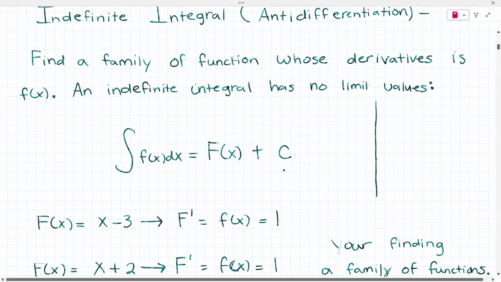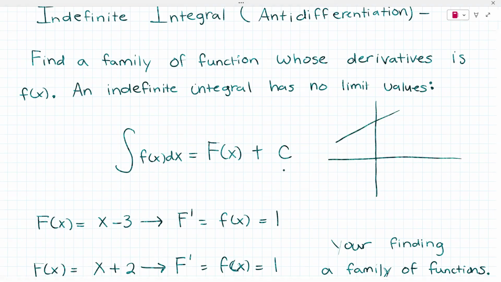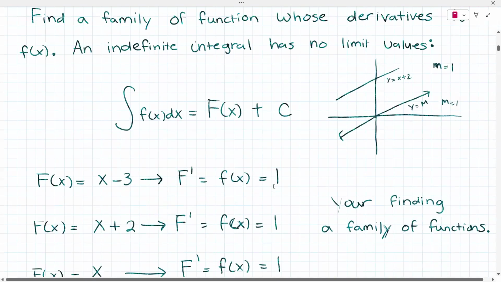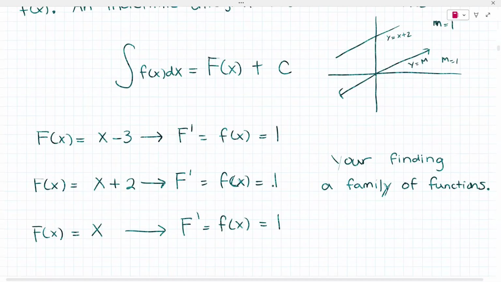Let's say we had two linear lines. Let's call this linear line y equals x plus 2, and the other one y equals x. Did you know that when you take the derivative of each line, the derivative of y equals x plus 2, the slope of that would be 1. And then the derivative of y equals x is also 1. So basically, you get the same slope, right? You're finding a family of functions. So if you take, for example, f of x equals x minus 3, the derivative is 1. The derivative of f of x equals x plus 2 is also 1, etc. They all have a slope of 1.